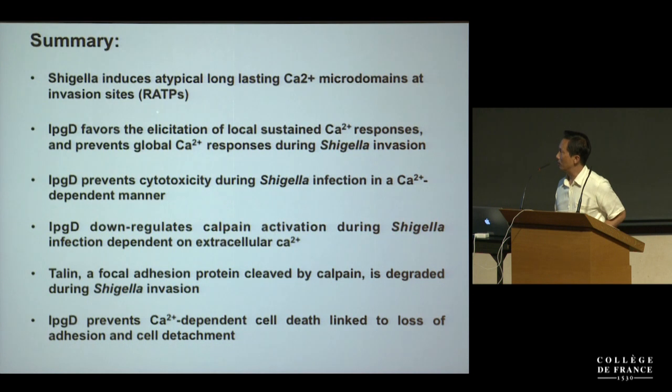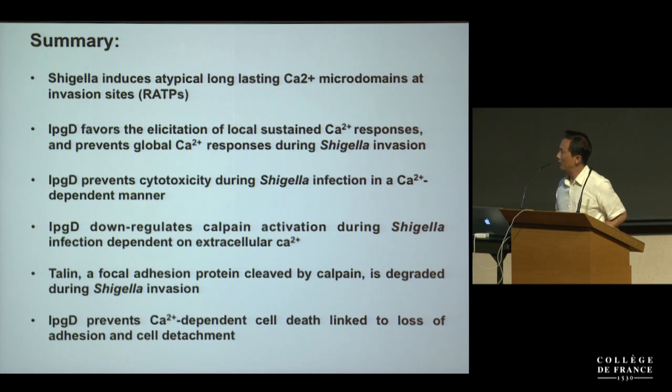So to summarize what I've told you, what I showed you is that Shigella induces a typical long-lasting calcium macrodomain at invasion sites, and we truly believe that this is a key factor that regulates not only the host cell function, but perhaps also bacterial effector function. That IpgD favors the elicitation of local sustained calcium responses by confining those responses at entry sites, and prevents global calcium response during Shigella invasion. This is particularly obvious when you look at long kinetics of infection, where you still see calcium signals in cells infected with the IpgD mutant.